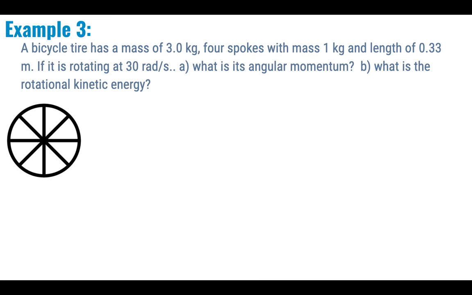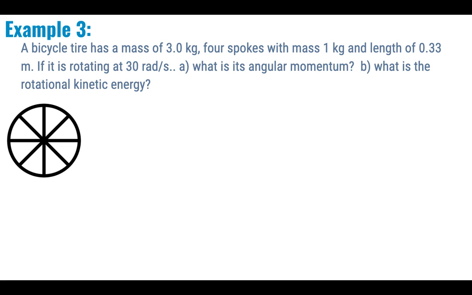So in example 3, we have a bicycle tire with a mass of 3 kilograms. The tire has 4 spokes with a mass of 1 kilogram. And the length of each spoke is 0.33 meters. If the system is rotating at 30 radians per second, we need to determine the angular momentum and the rotational kinetic energy.